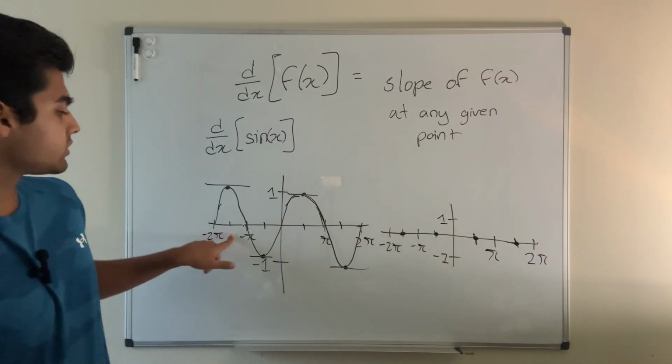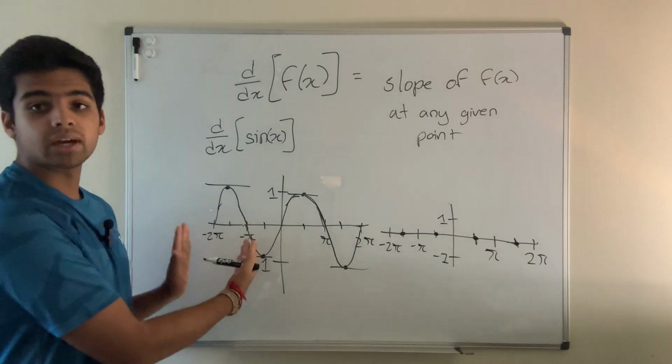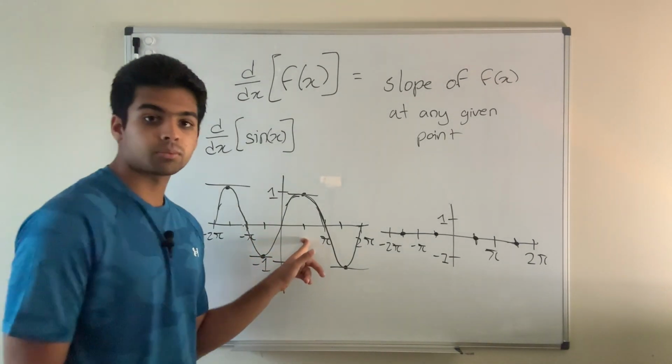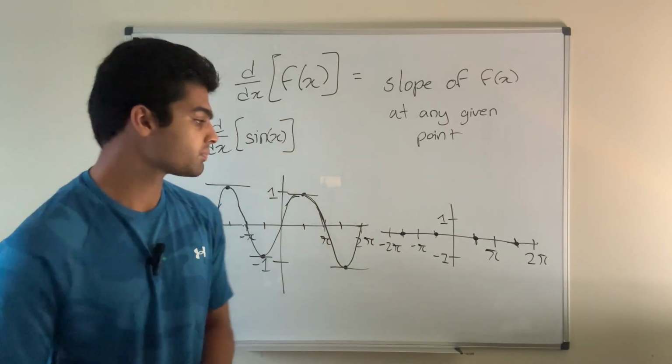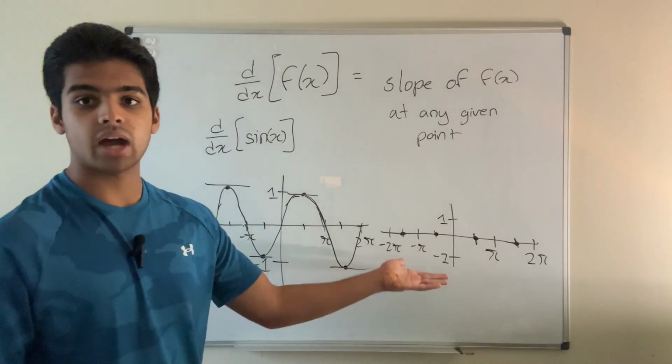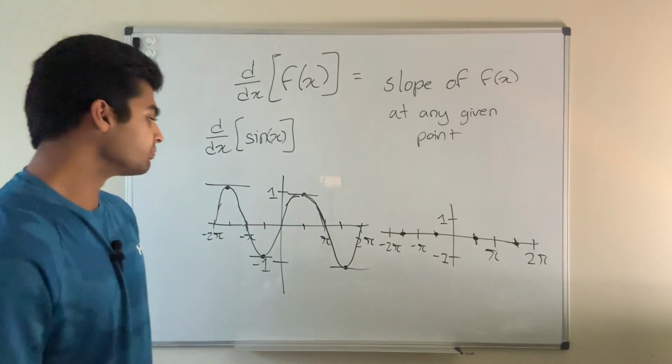The reason that this is negative 3 pi over 2 is because it's right in between negative 2 pi and negative pi. Same thing for negative pi over 2, same thing for pi over 2, and same thing for 3 pi over 2. So these are our zeros for this graph so far. This is where our derivative graph is going to be 0.